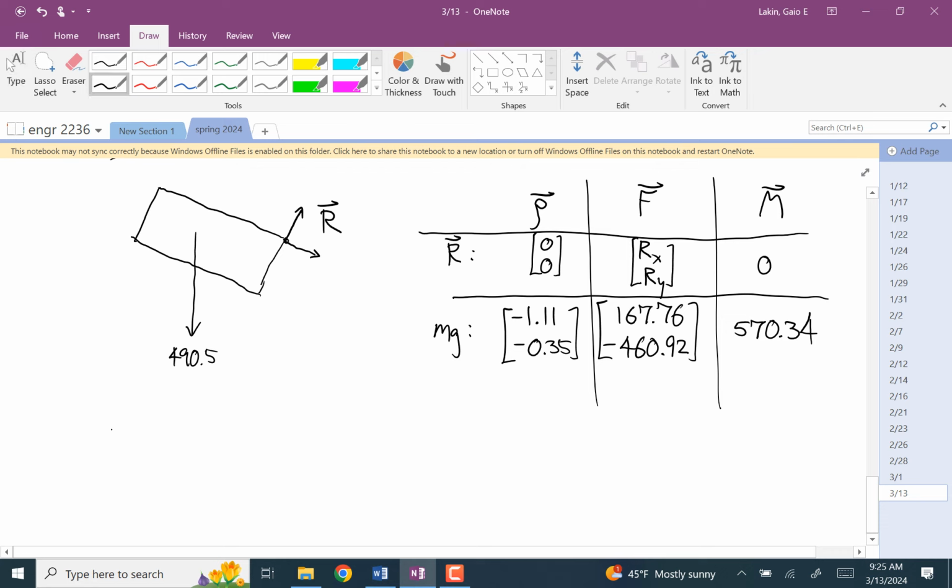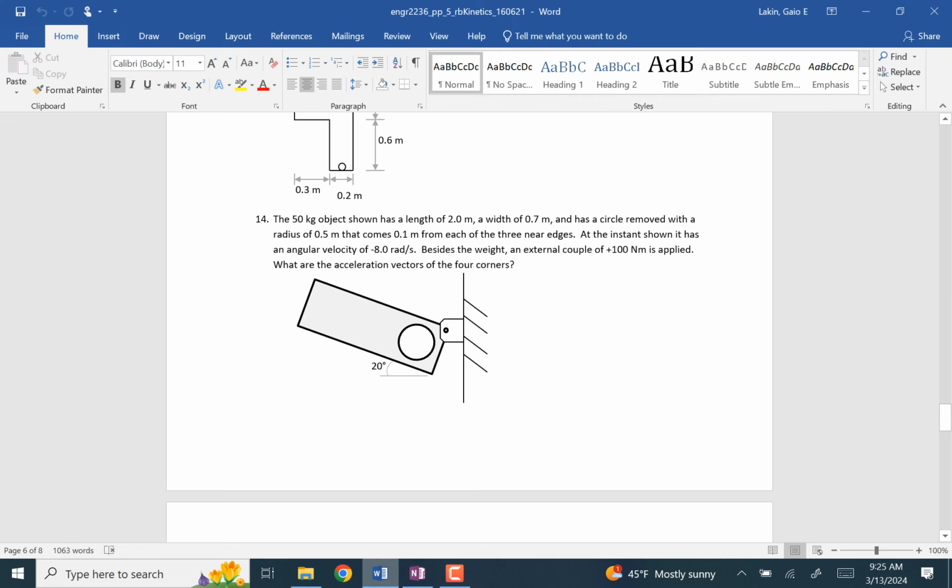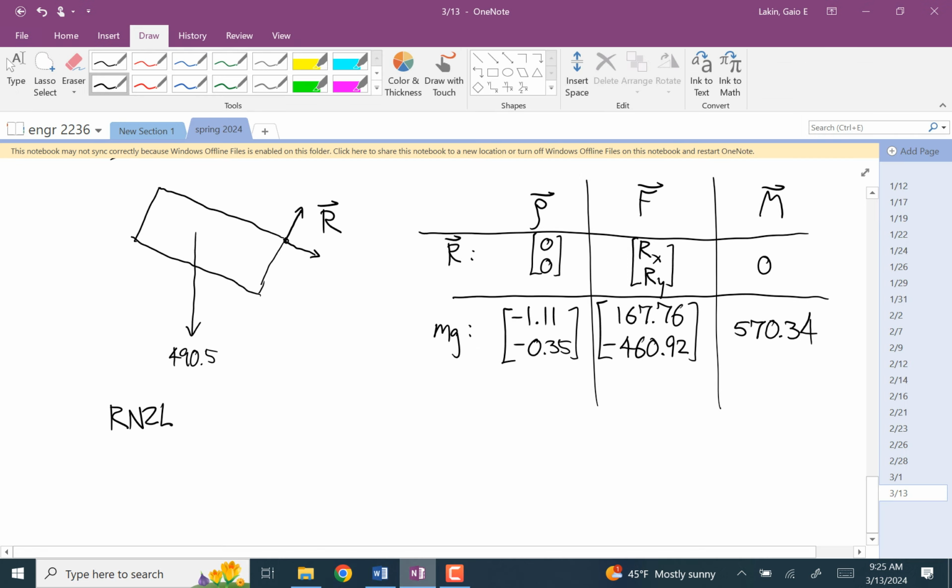This has a fixed point, so we're not going to use Newton's second law right now. The problem also has a couple. Okay, 100 Newton meters. Thank you. So we also have this couple. This stuff doesn't matter, and we just have positive 100. Okay. That's not so bad.